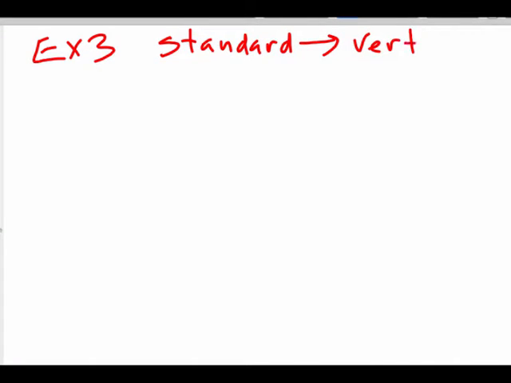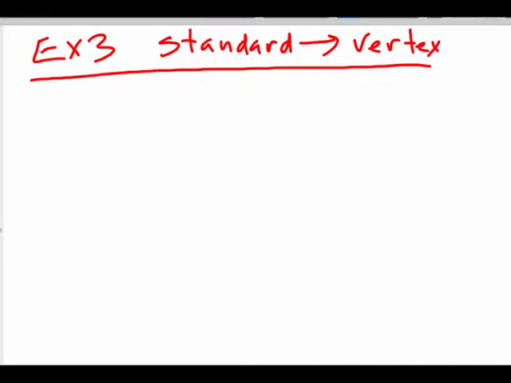It says convert from standard to vertex. So example number 3 wants us to go from standard to vertex. And so let's just do a quick review of the difference between the two.